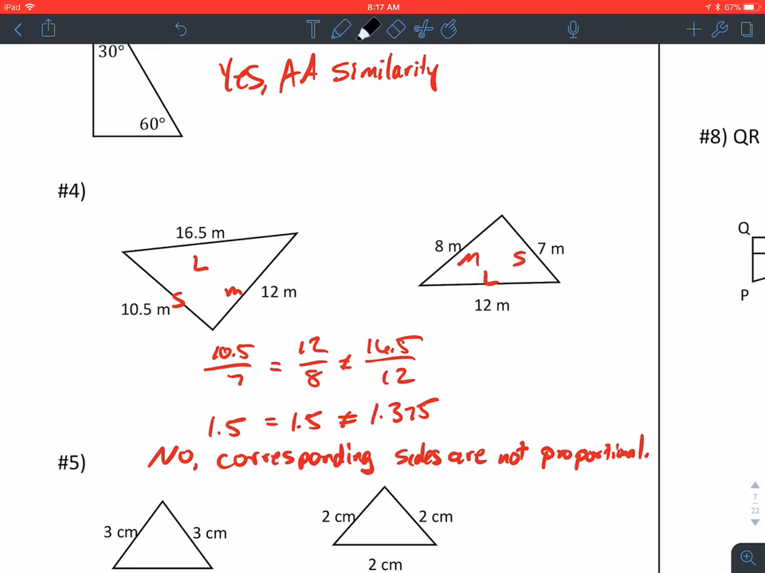Well, if you compare the smallest side to the smallest side, it gives you 10.5 over 7. If you compare the medium size to the medium size, it gives you 12 over 8. If you compare the long side to the long side, that gives you 16.5 over 12.